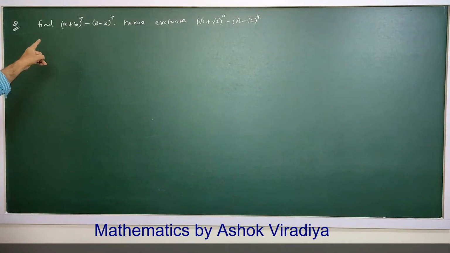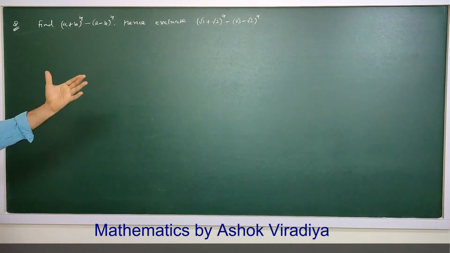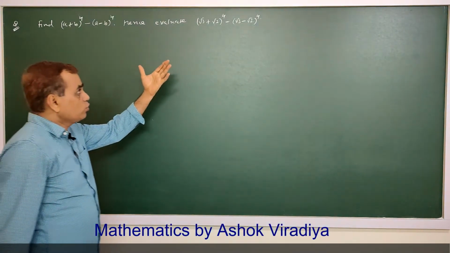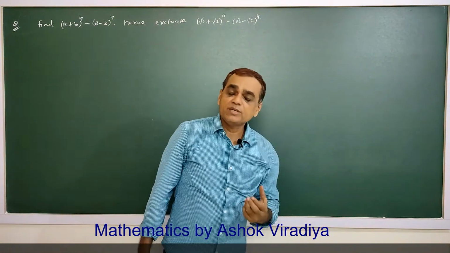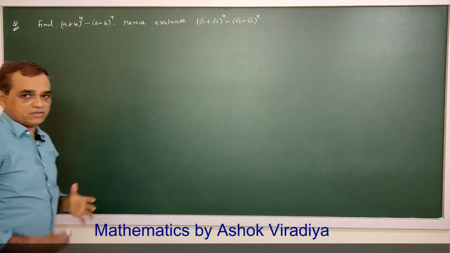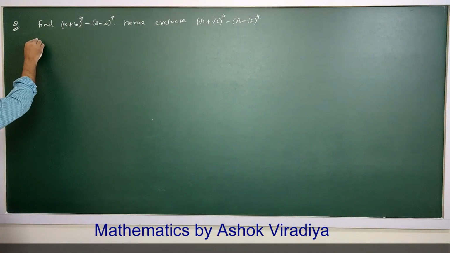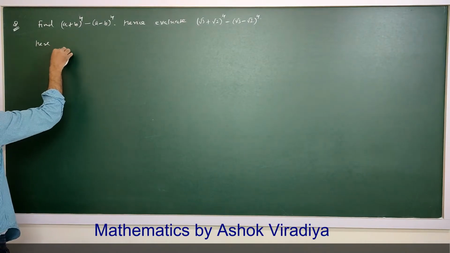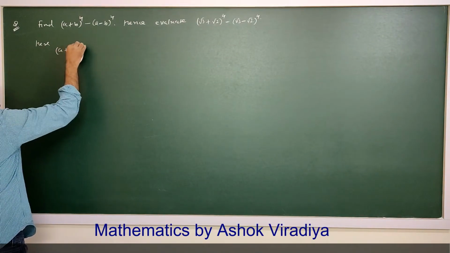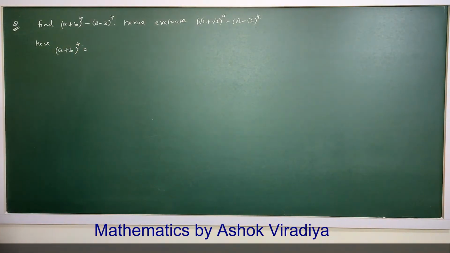Find (a plus b) whole raised to 4 minus (a minus b) whole raised to 4, and hence evaluate (root 3 plus root 2) raised to 4 minus (root 3 minus root 2) raised to 4. So here, first of all, the expression for (a plus b) raised to 4.